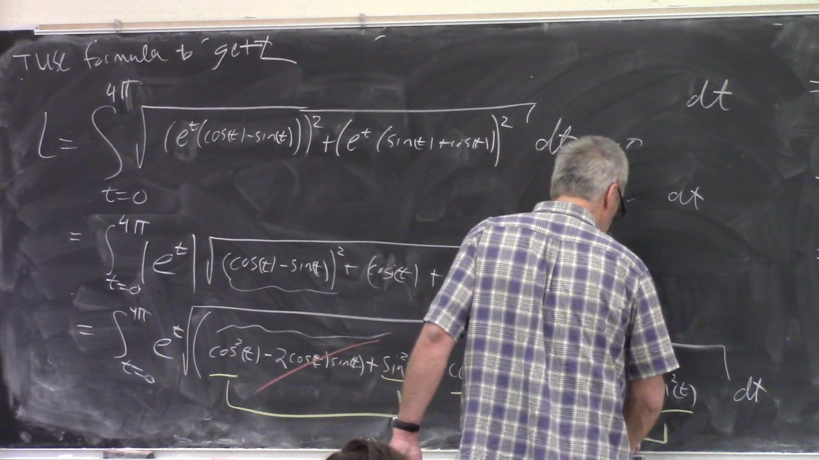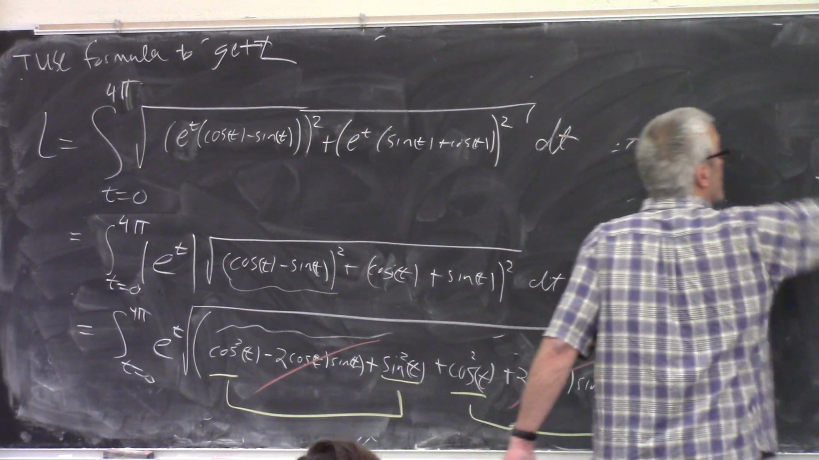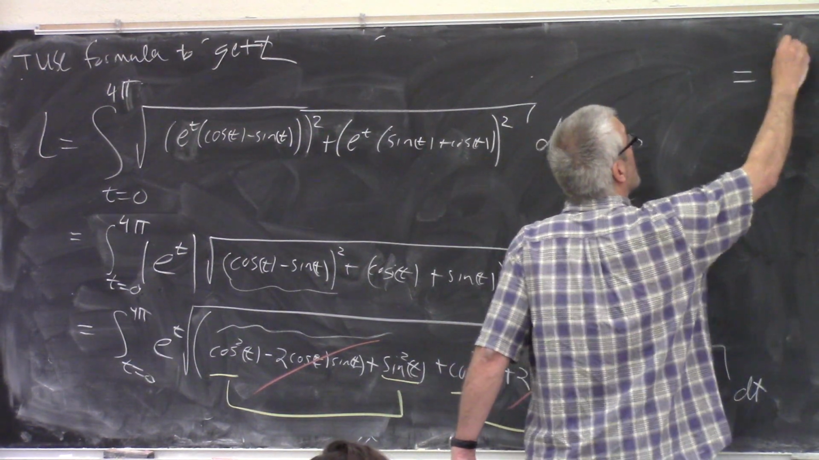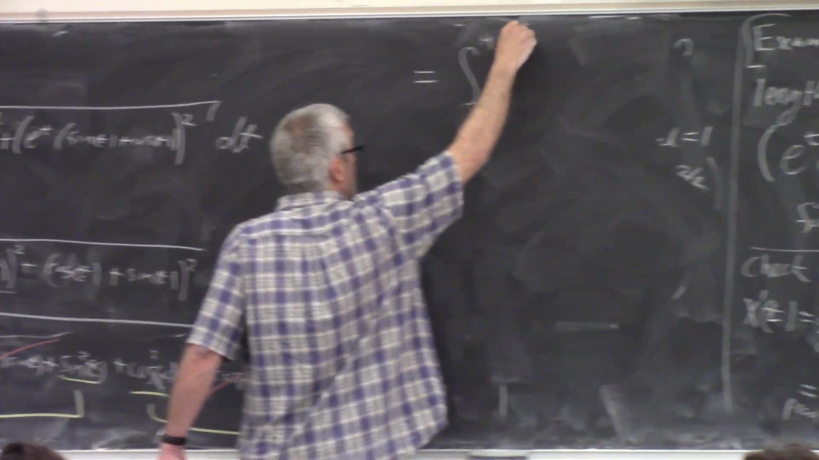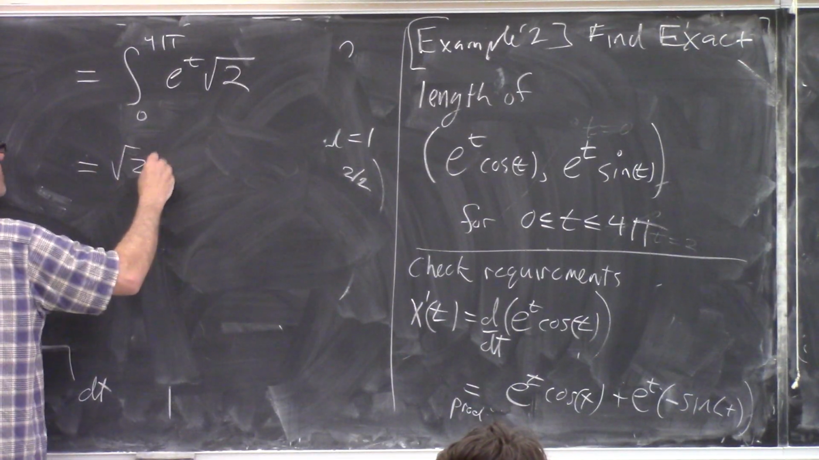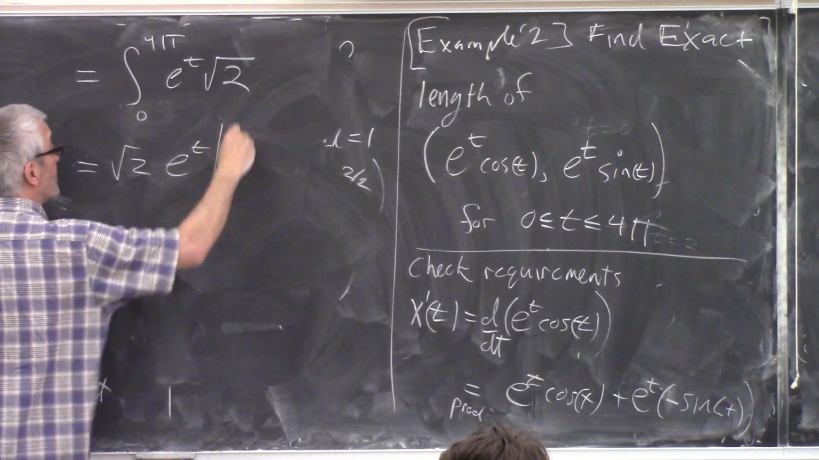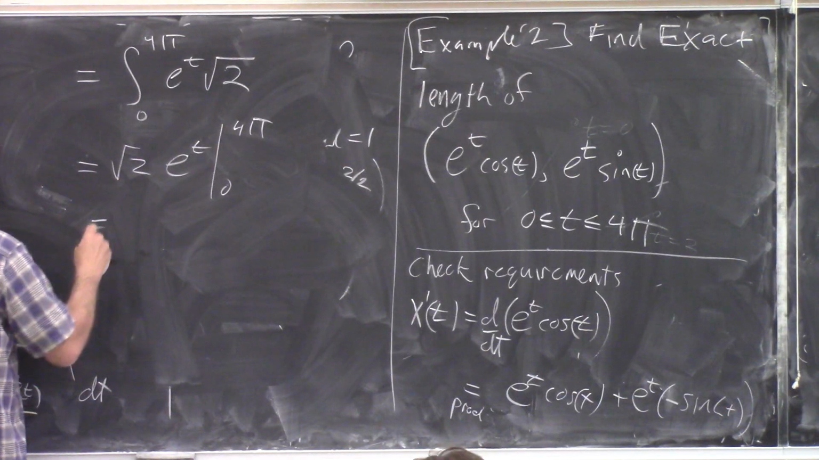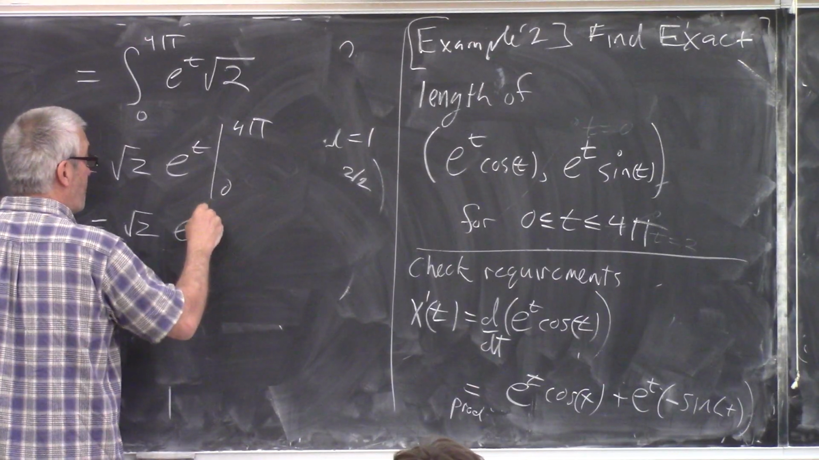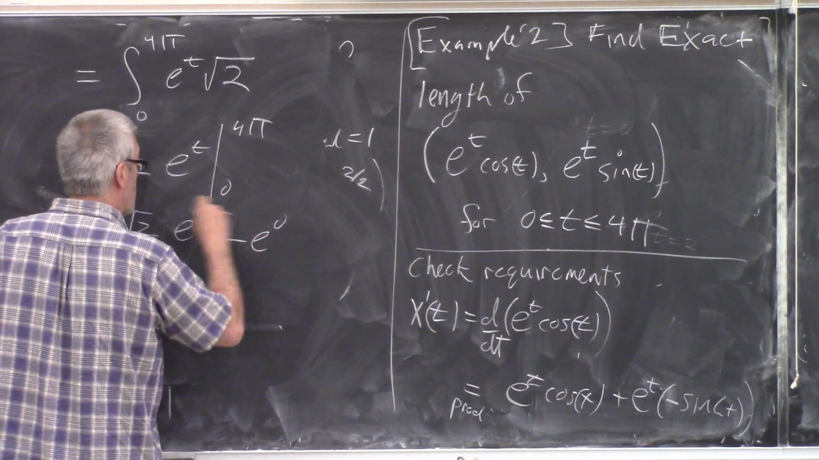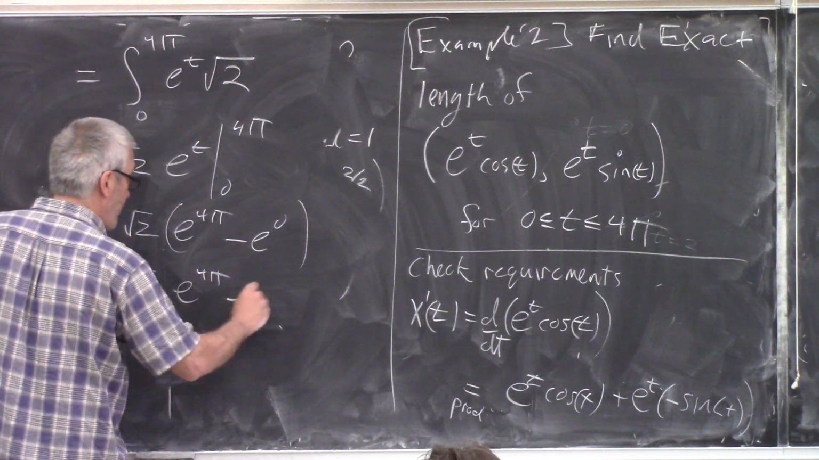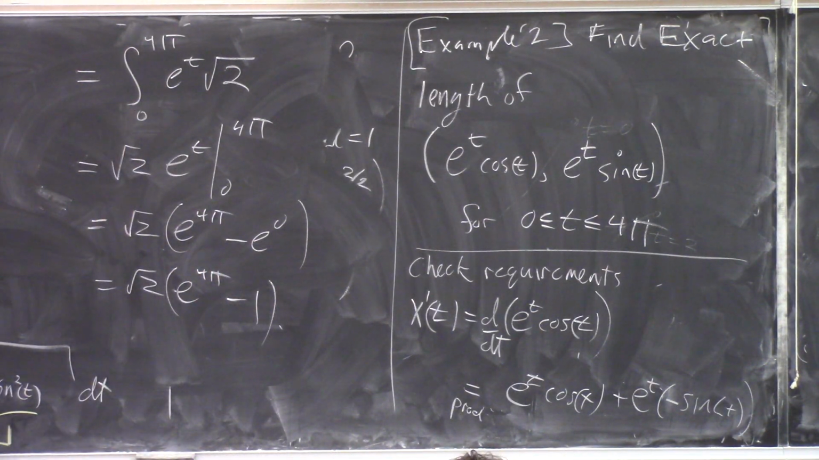So I end up with the integral from 0 to 4 pi of e to the t times square root of 2. And so that's square root of 2 times e to the t from 0 to 4 pi. So that's square root of 2 times (e to the 4 pi minus e to the 0). So that's square root of 2 times (e to the 4 pi minus 1). So the integral is not so bad.